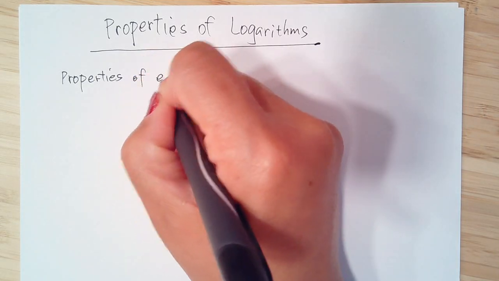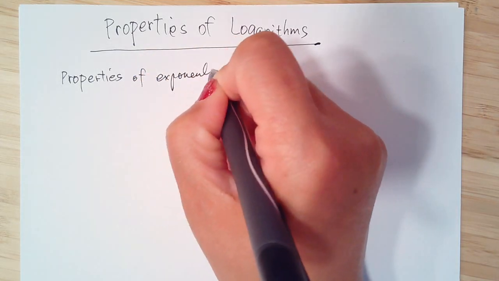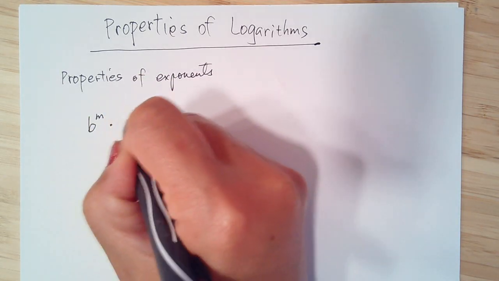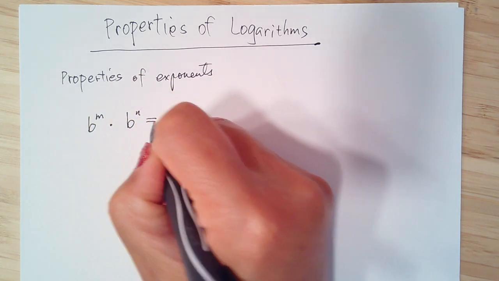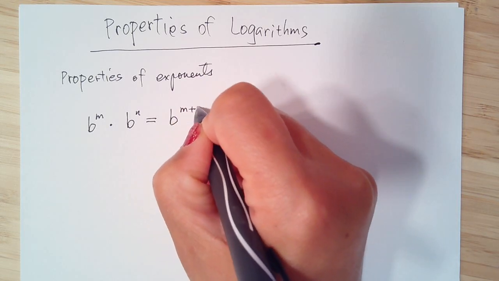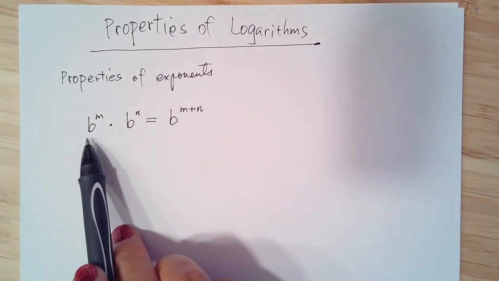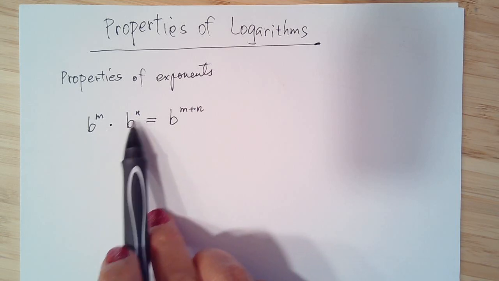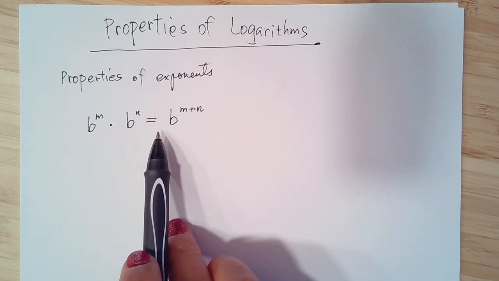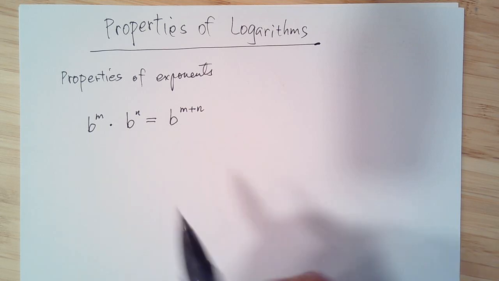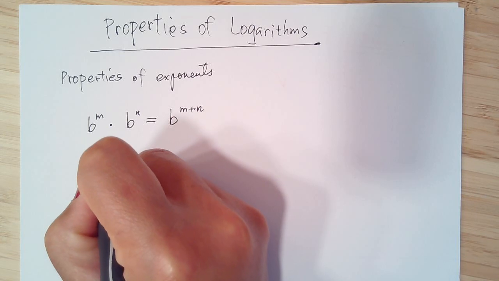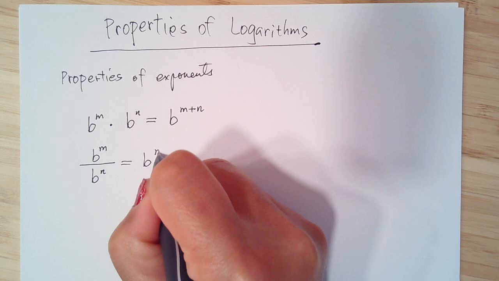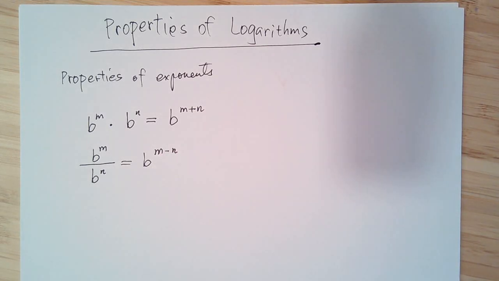Okay, so let's review some properties of exponents. Several of them. b to the m multiplied by b to the n equals b to the m plus n. Because basically b to the m means b times b times b, multiplied by itself m times, and here it is n times. If you multiply them together, then there will be m plus n that many times, right? The other one is b to the m over b to the n, and that will be b to the m minus n. That's a second property.